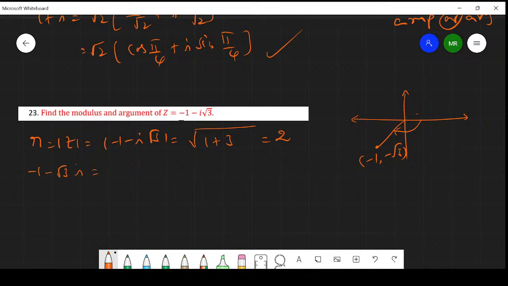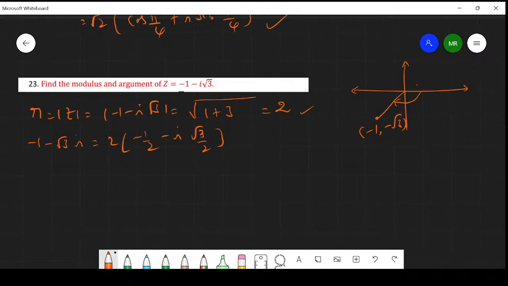Sir, why are they asking only for modulus and argument? You are doing the polar form. Yes, both are the same. Write the polar form, then I will write the modulus and argument. I got the modulus. You take 2 common: minus 1 by 2 minus i root 3 by 2. So this is a simple method to do that without remembering a formula.